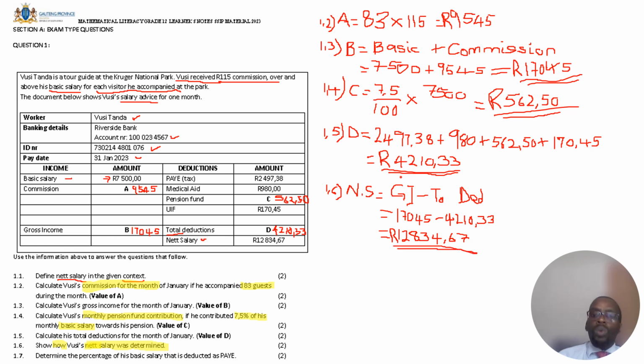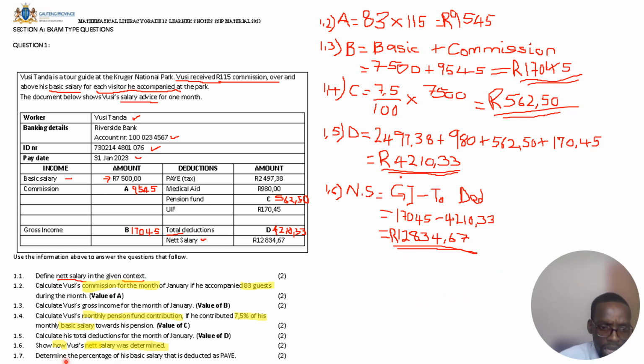So what are we saying now? We are saying this is how this amount was calculated. If you can now see, this amount here of 12,834.67 is what we got here. So this is how it was calculated, and we would have shown how this net salary was calculated. So that's the answer to question 1.6.